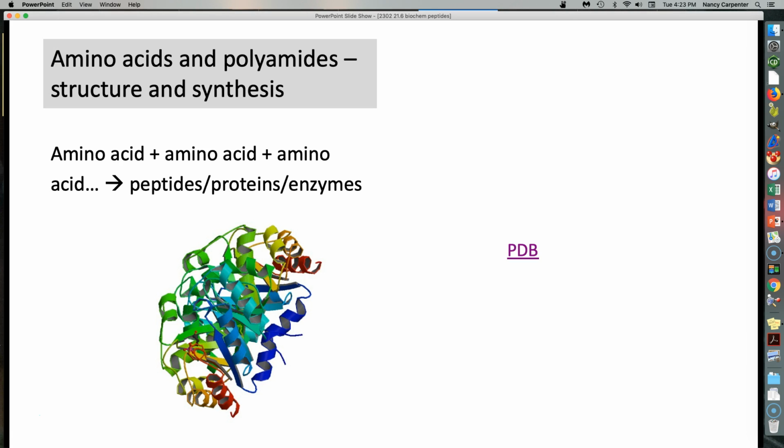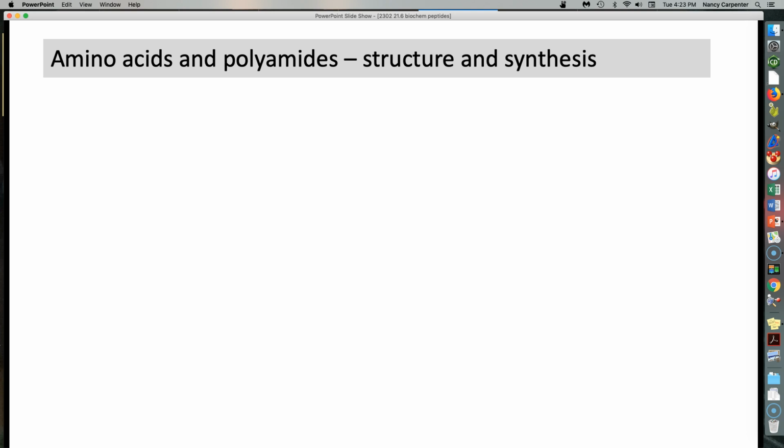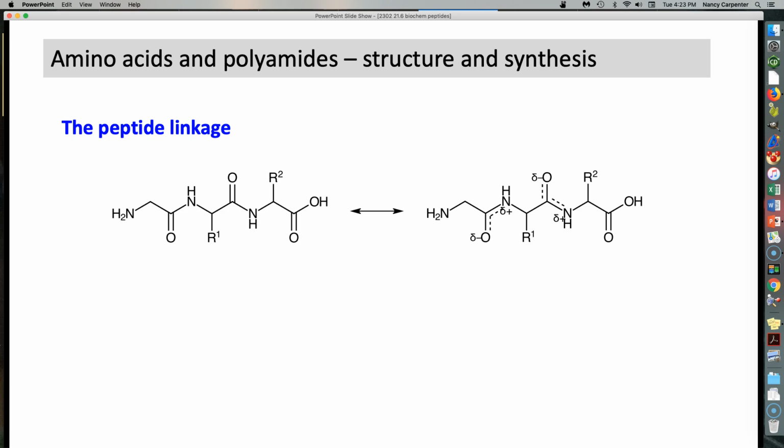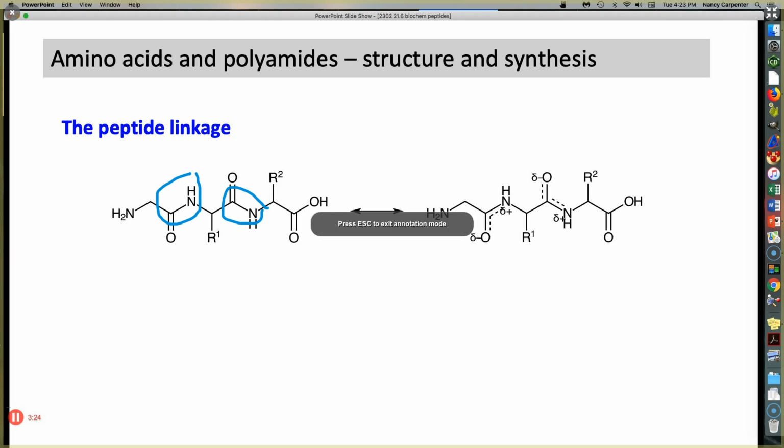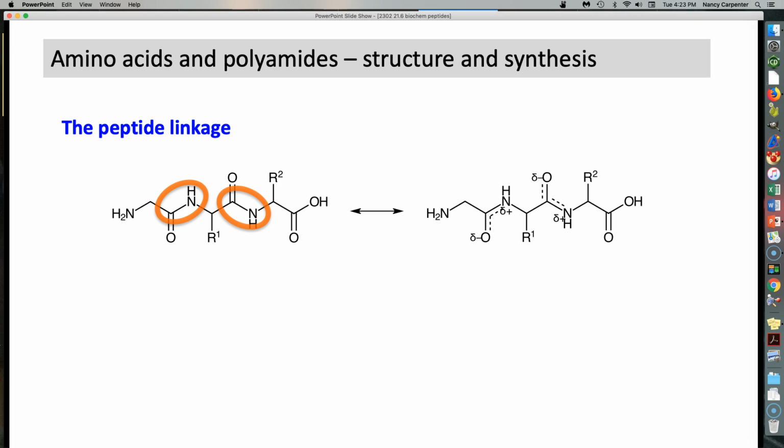All right, so it's really important stuff, needless to say. The rest of the chapter talks about structure and synthesis. So what makes the structure so important? Well, as we've already suggested, the linkage of amino acid to amino acid makes an amide linkage, of course, and that's called the peptide linkage when we're talking about amino acids. So, if you look right here, this is an amide, and this is an amide. So there's two distinct peptide linkages in this particular molecule.